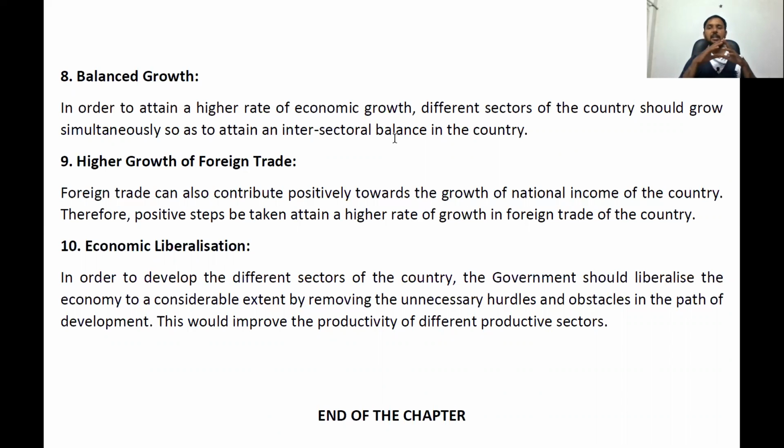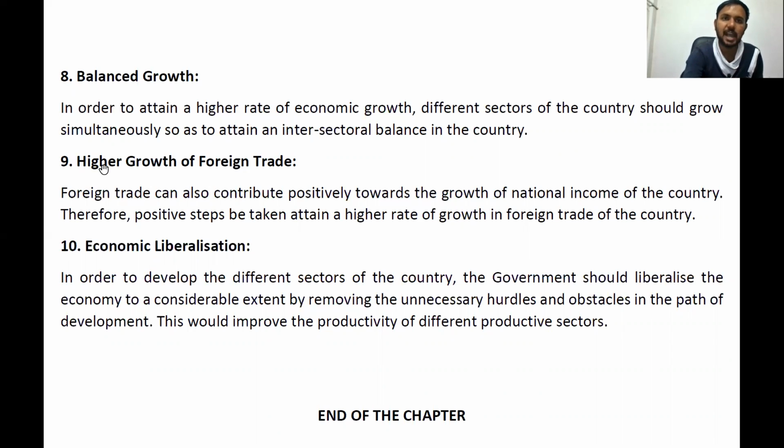In countries like India, we also need to focus on the industrial sector, from which we can get maximum contribution to the national income. In this way, when we have balanced growth from all the sectors that we are having as a source, we will get a high growth rate of national income.